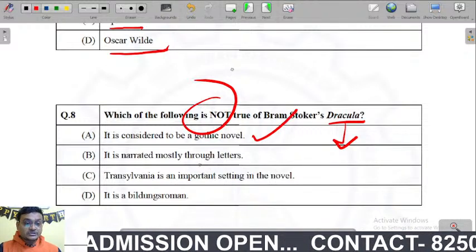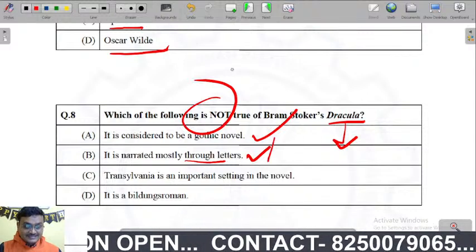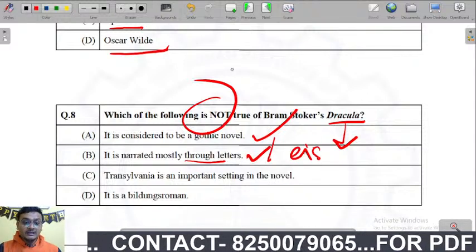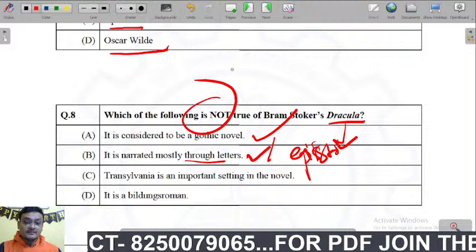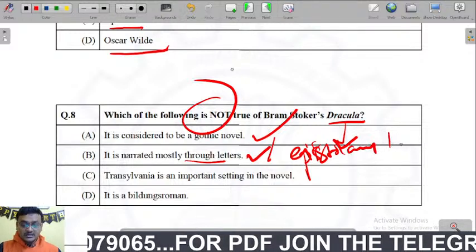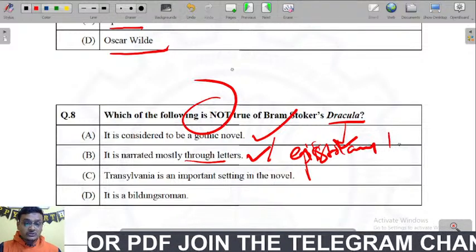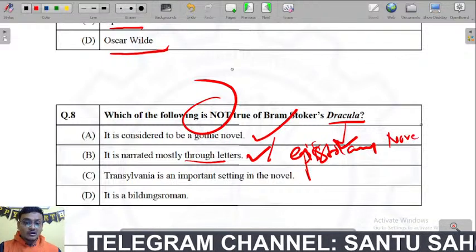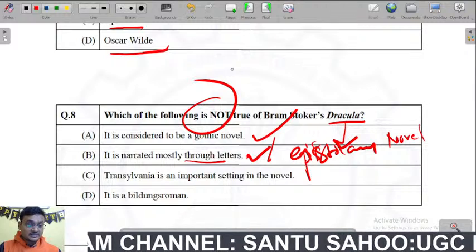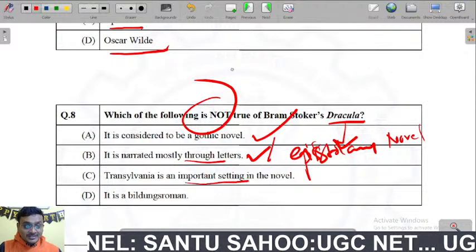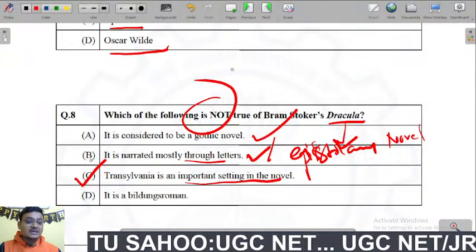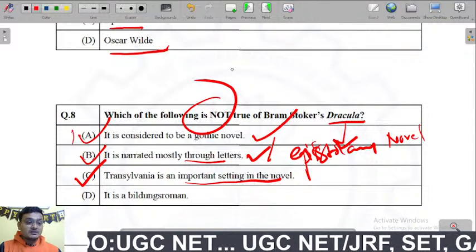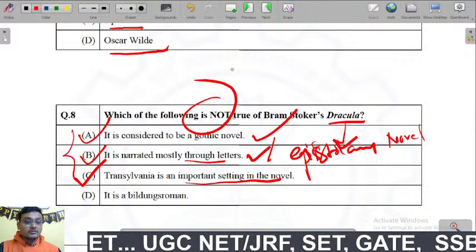It is narrated mostly through letters. Yes, exactly. It is also an epistolary novel. That's why it is narrated mostly through letters. Transylvania is an important setting in the novel. That is also true. So A, B, C are all true. Which is not true?